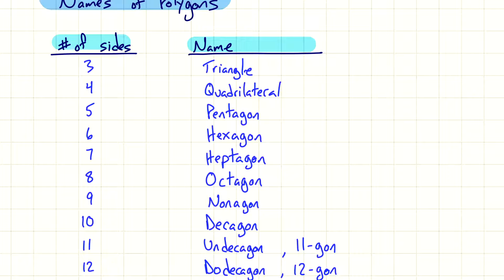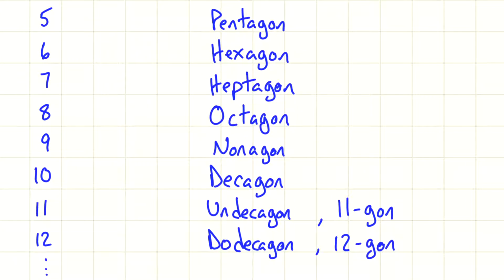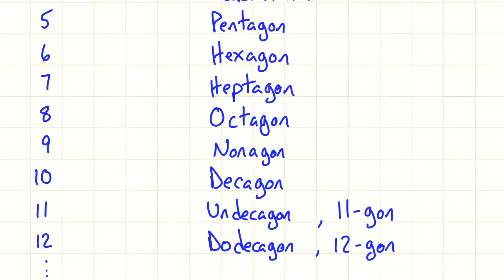And so there's a couple names for 11-sided. One name is the undecagon, and 12-sided is common for us, and that's a dodecagon. Just a little bit of background on those names, or at least a way to remember this.